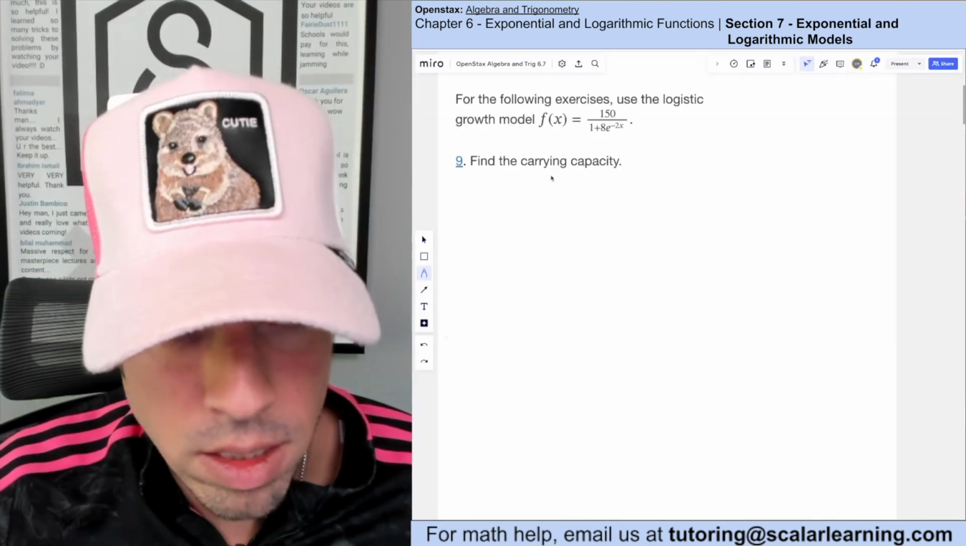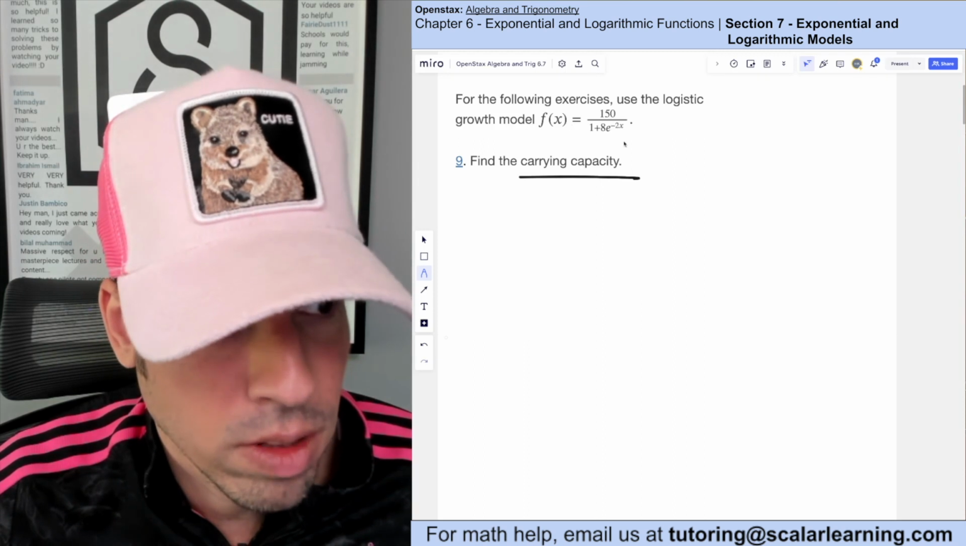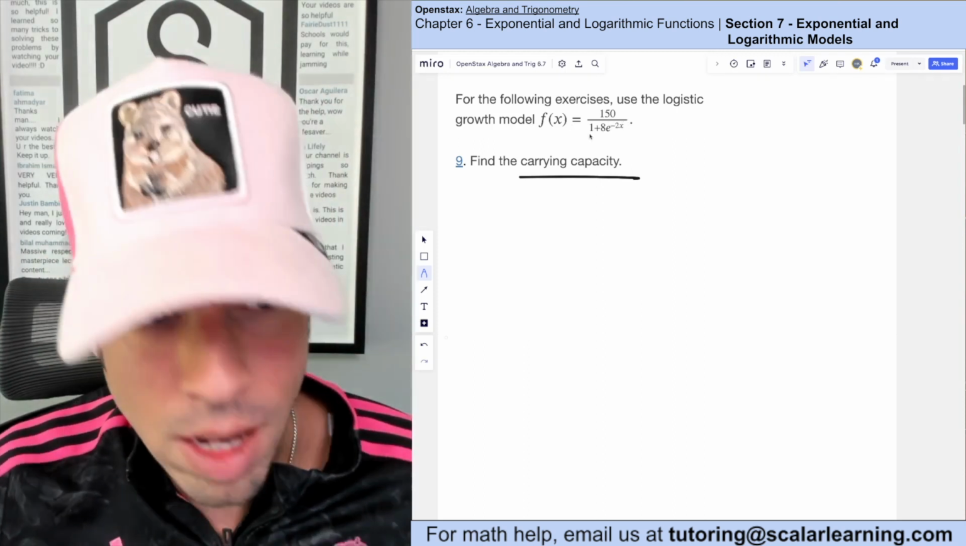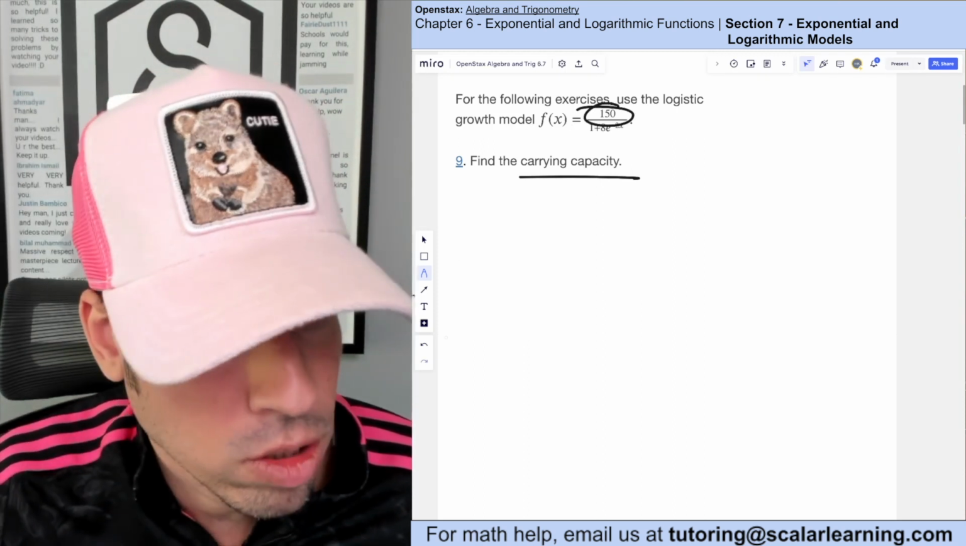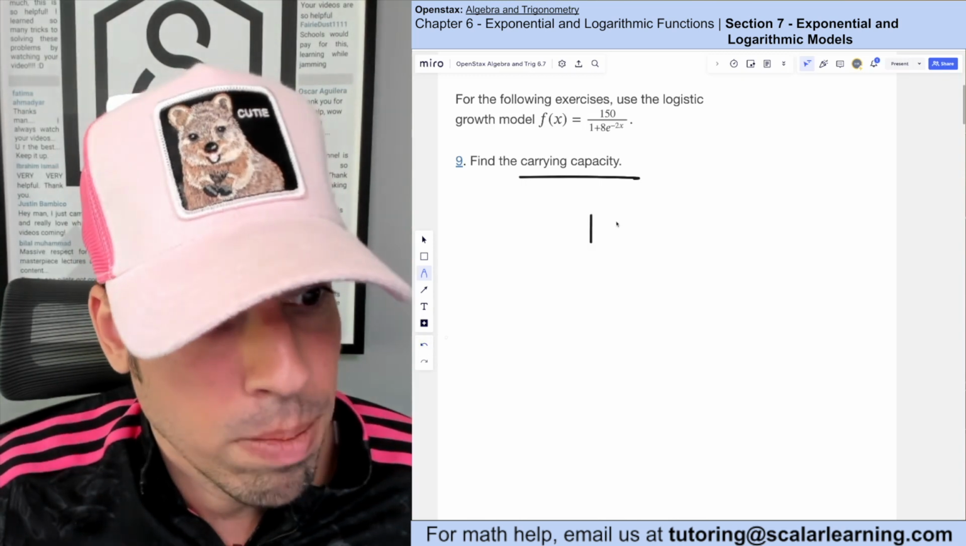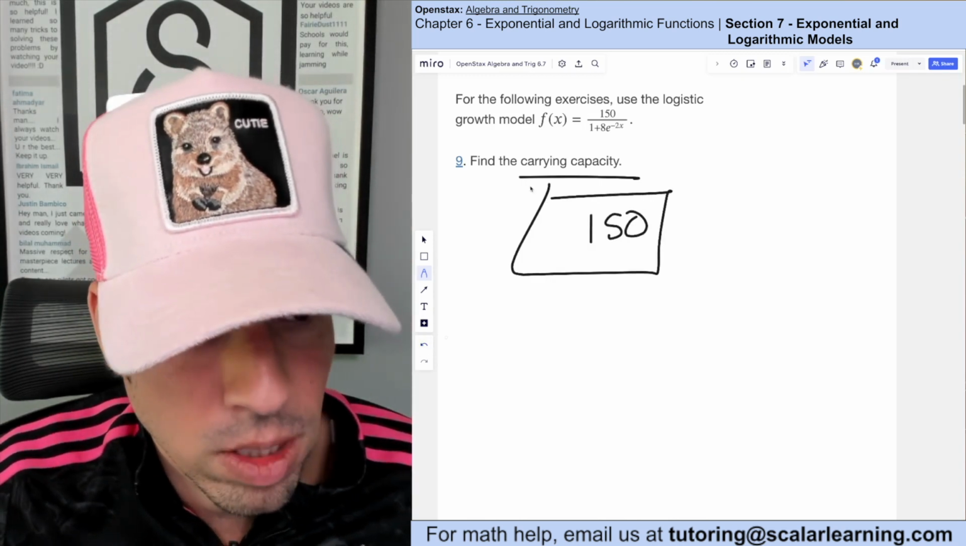For this one, it's asking to find the carrying capacity of this logistic model. And the nice thing is we can find it by just looking at the numerator. So the carrying capacity is simply 150. Boom, done.